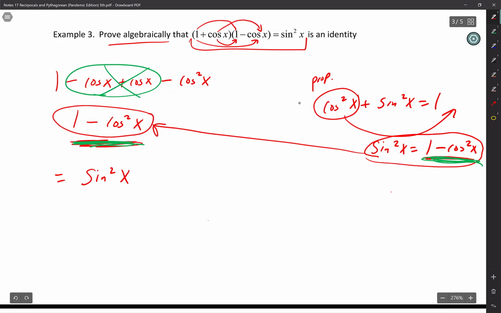That equals sine squared. It's just a quick substitution. If you don't like that, you can get cosine squared by itself and say cosine squared equals 1 minus sine squared, like we did earlier. Substitute it in there and the ones will cancel out and you'll get the sine squared. Cool or not cool? So then I'm going to put 3 dots. Therefore, 1 plus cosine x times 1 minus cosine x is equal to sine squared x.